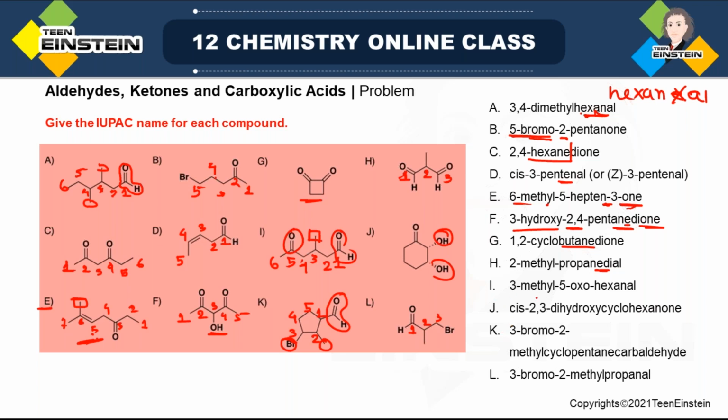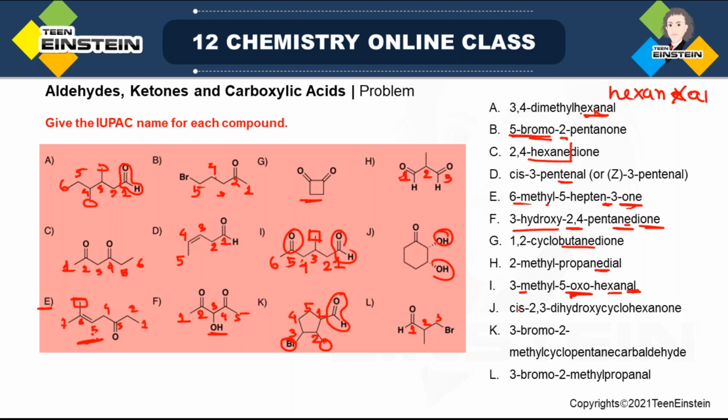Compound I, 3-methyl-5-oxo. So here the keto group is getting less priority than CHO, so that is why it is treated as a substituent. So it is a prefix. Methyl will come first before oxo because of alphabetical order. M comes before O. 3-methyl-5-oxo and then hexanal. Single CHO, so hexanal omitting E.